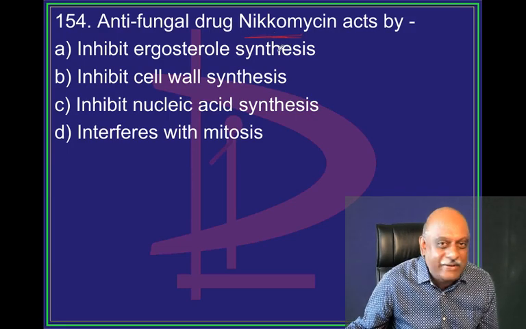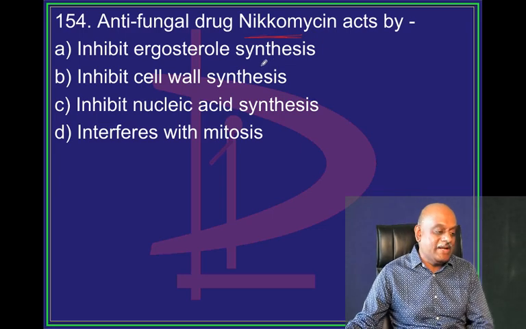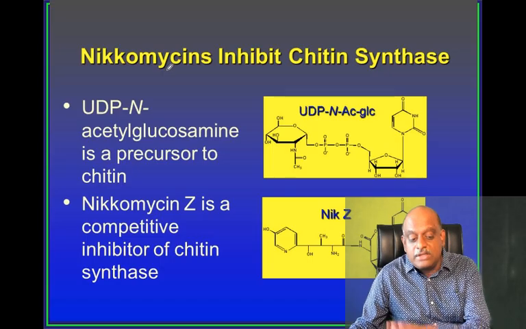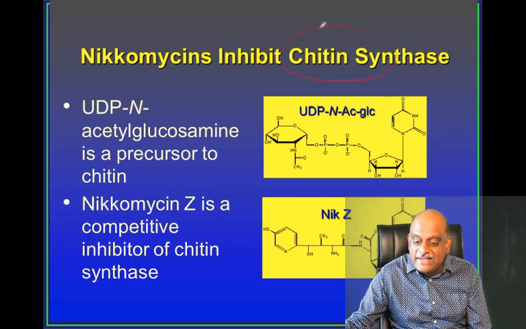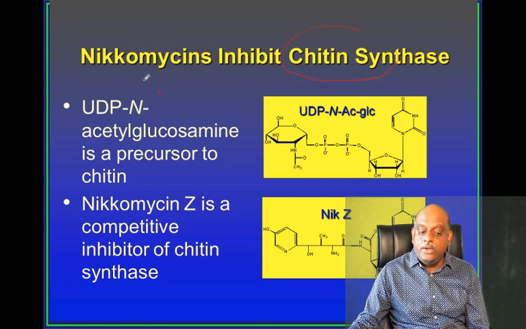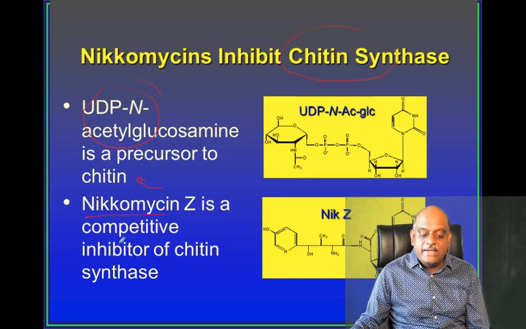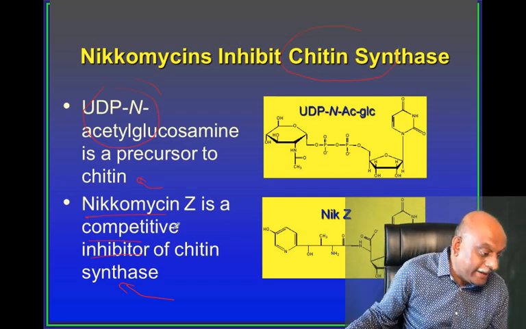Nikkomycin, it is not neomycin. Nikkomycin, what does it basically do? Question number 154. It inhibits the cell wall synthesis. Nikkomycins inhibit the chitin synthase. The UDP N-acetyl glucosamine is the precursor to chitin. Nikkomycin is a competitive inhibitor of the chitin synthase, is what you need to basically remember.